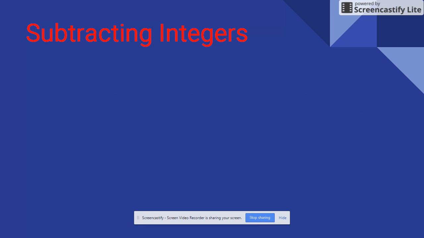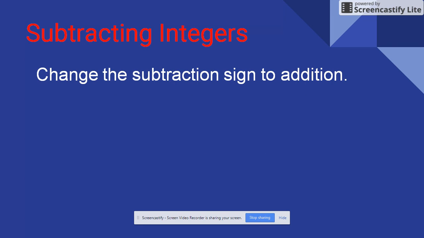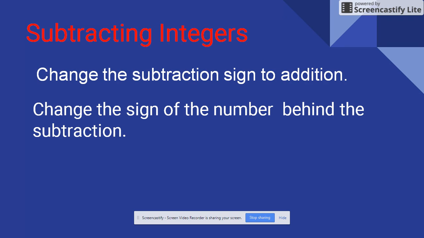For subtracting, you have to change the subtraction sign to addition first. And also change the sign of the number behind the subtraction. So you have to make two changes: the subtraction sign to addition, and the sign of the number after the subtraction sign.